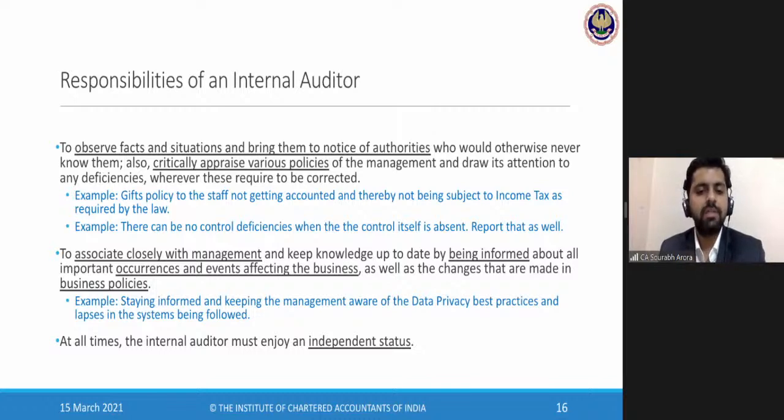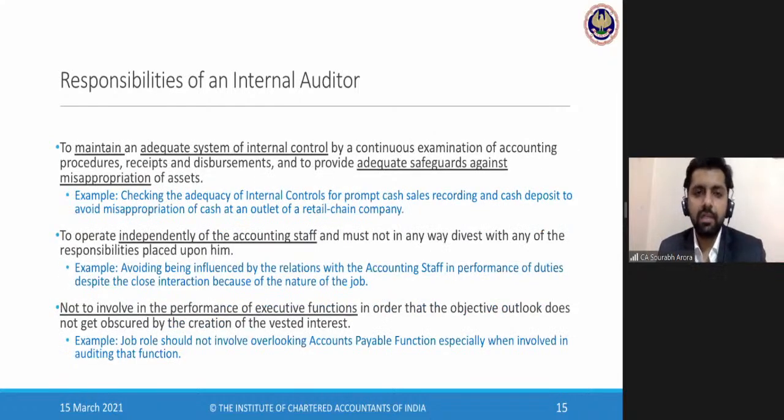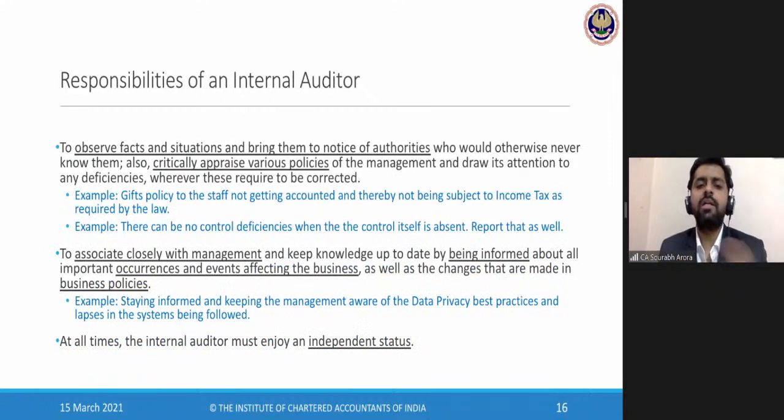At all times, the internal auditor must enjoy an independent status. Please remember this point, that independence has been used twice here in the responsibilities of an internal auditor, because of its utmost importance in discharging his duties. He must maintain independent status at all times, especially from the accounting staff. Then to maintain an adequate system of internal control, adequate safeguards against misappropriation of assets, not to involve himself in the performance of executive functions, critically appraise various policies, observe facts and situations, bring them to the notice of the authorities, associate closely with the management, and stay informed. That's all. These are the responsibilities of an internal auditor.